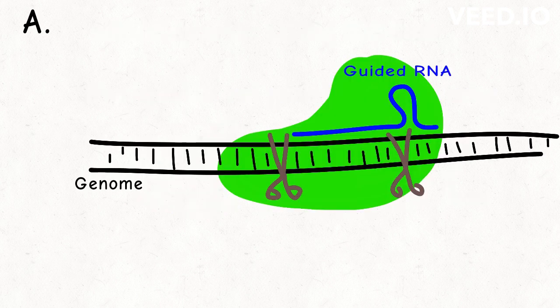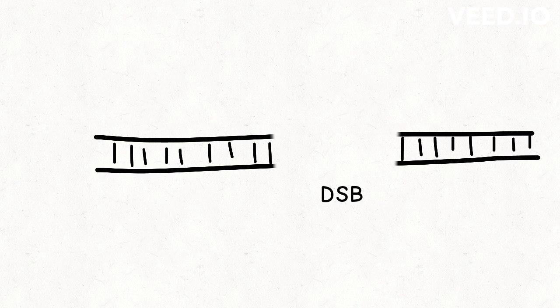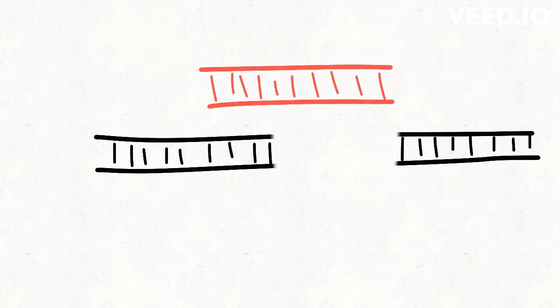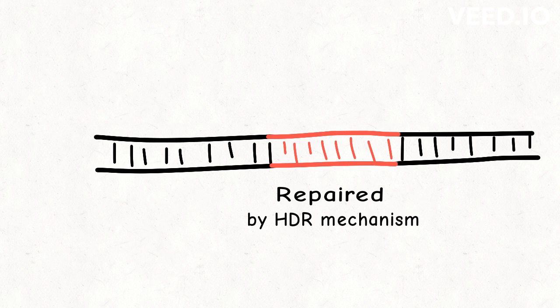First example, the Cas9 enzyme, guided by a specific RNA molecule, targets DNA and creates a break in both strands. This break can be repaired using a DNA template through a process called homology-directed repair, HDR.